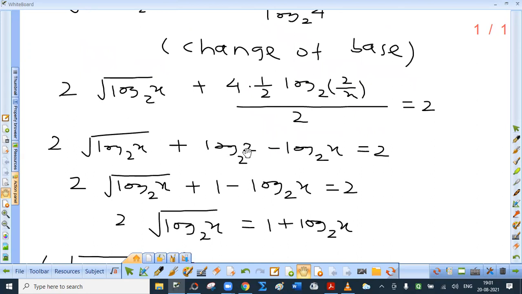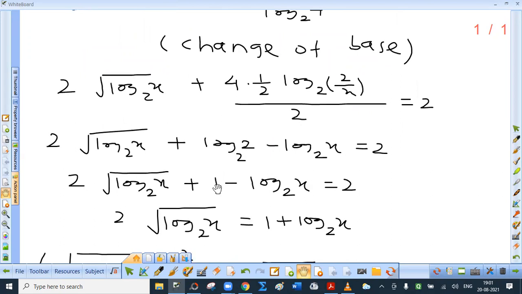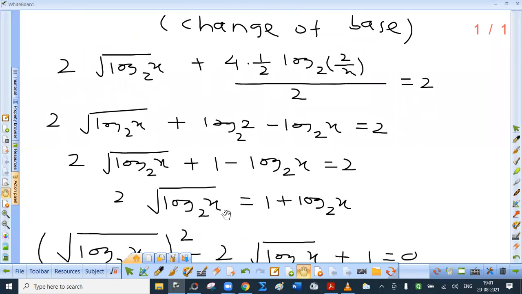2 raised to which number is 2? 2 raised to 1 is 2. Bring this 1 to RHS. In fact, these two terms to RHS. So 2 root of log x to the base 2 is this. Some students, they square this and so on.